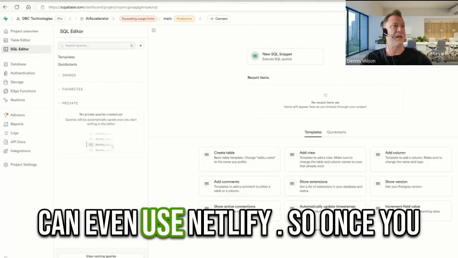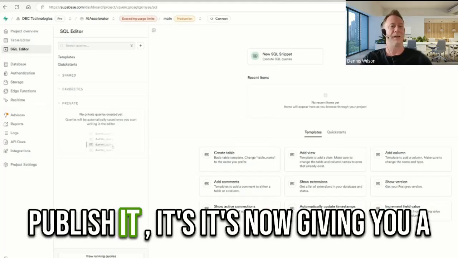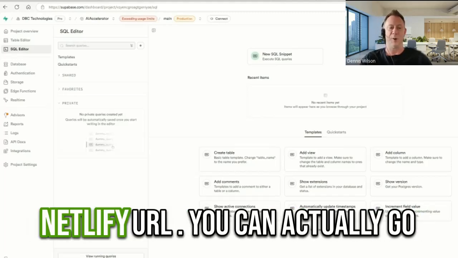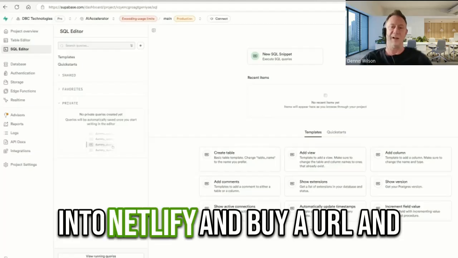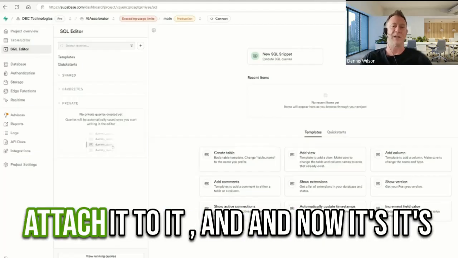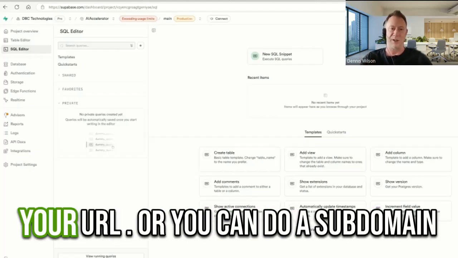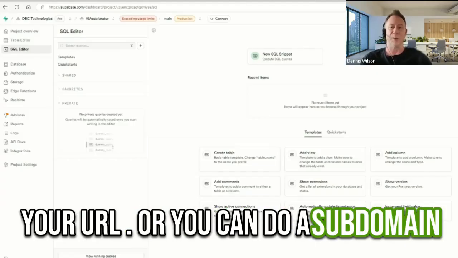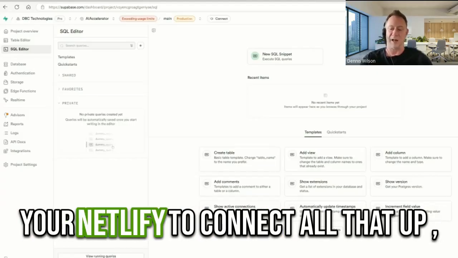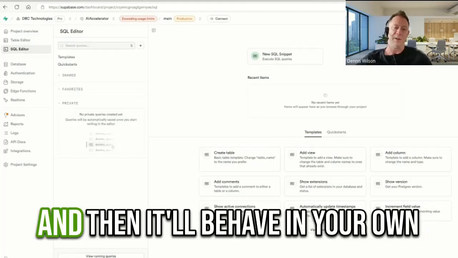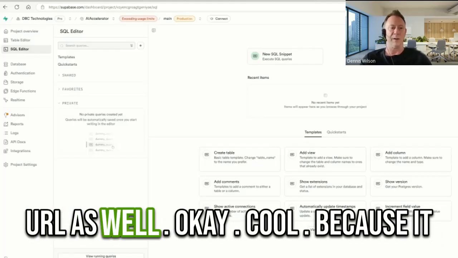And then you can even use Netlify. So once you publish it, it's now giving you a Netlify URL. You can actually go into Netlify and buy a URL and attach it to it, and now it's your URL. Or you can do a subdomain on your URL, and you just need to use your Netlify to connect all that up, and then it'll behave in your own URL as well.